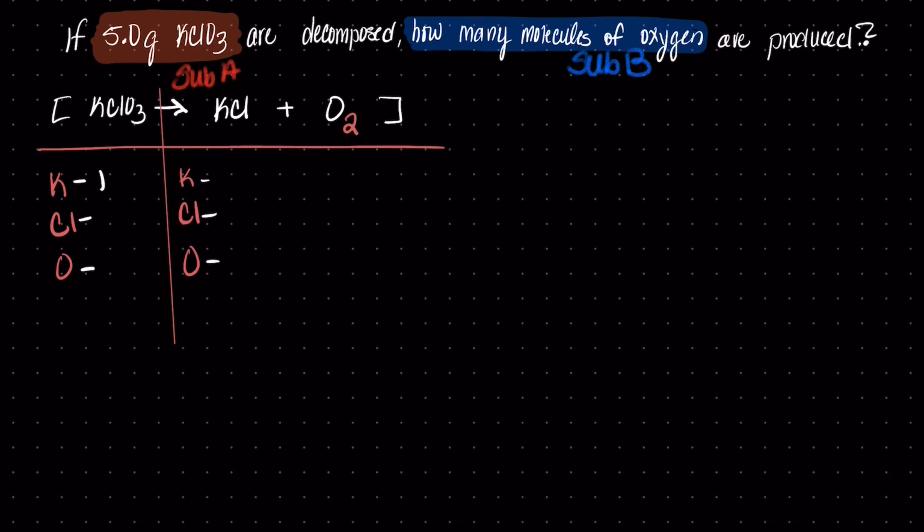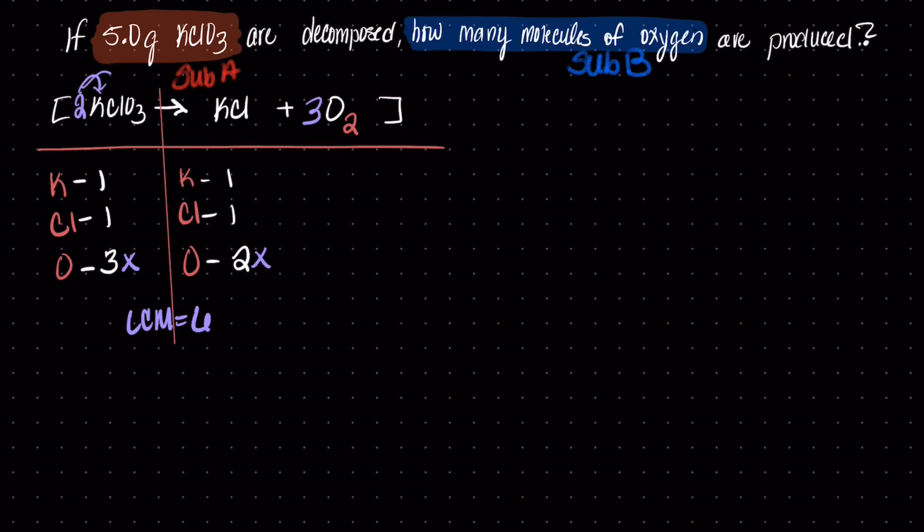I see 1 potassium, 1 chlorine, and 3 oxygens. On my product side over here, I have 1 potassium, 1 chlorine, and 2 oxygens. I need to make that match. This is an even-odd conflict I see here. So my least common multiple would be 6. So I'm looking for something times 3 and something times 2 to get me to 6. I know 3 times 2 is 6. So I'm going to throw a 2 over here and a 3 over here to run that through.